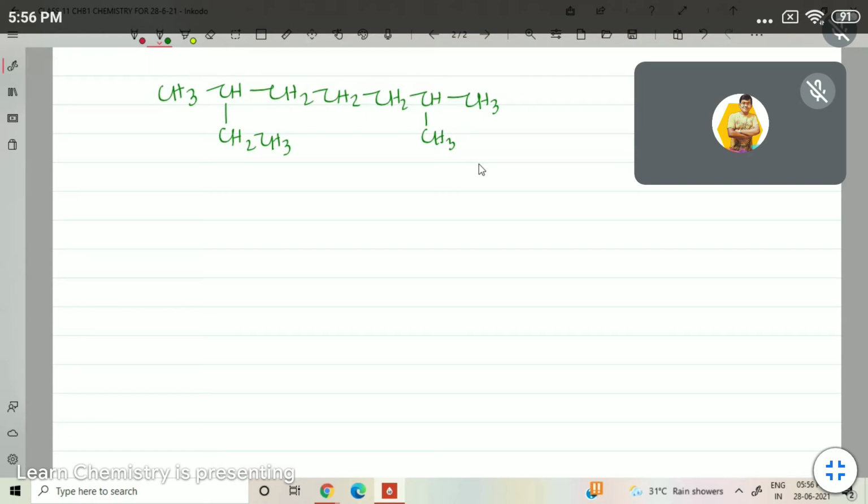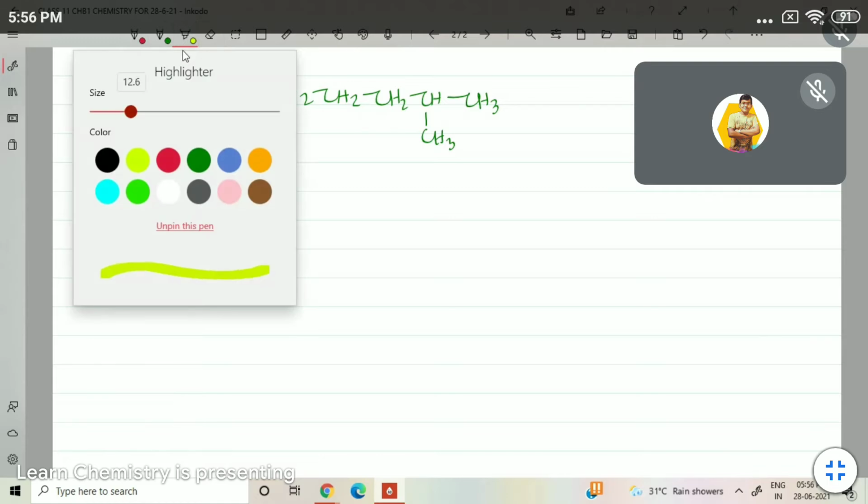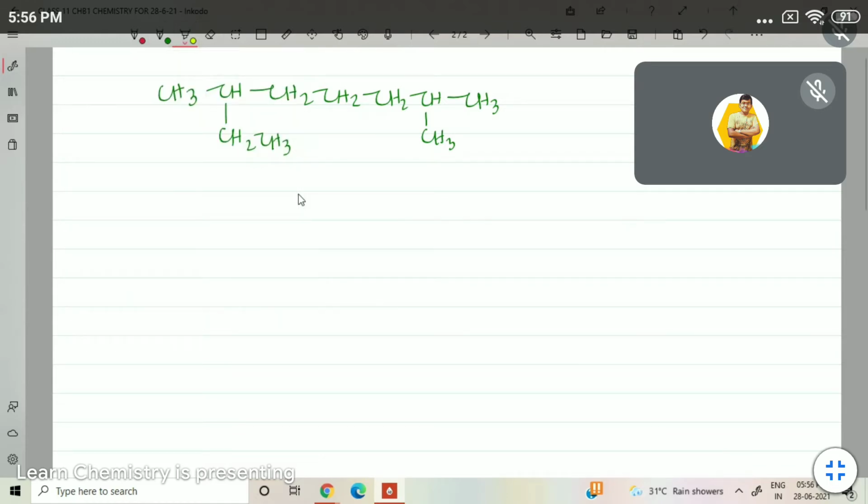From which side? First of all, we need to find out the longest carbon chain. Most of you will struggle at first to find the longest carbon-carbon chain here. So, let's discuss. Tell me first, which is the longest carbon-carbon chain? You mean this one? Everyone, do you agree?